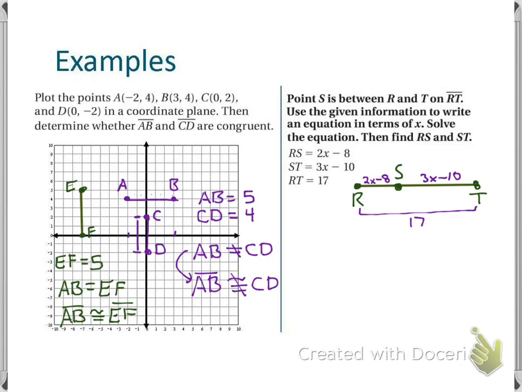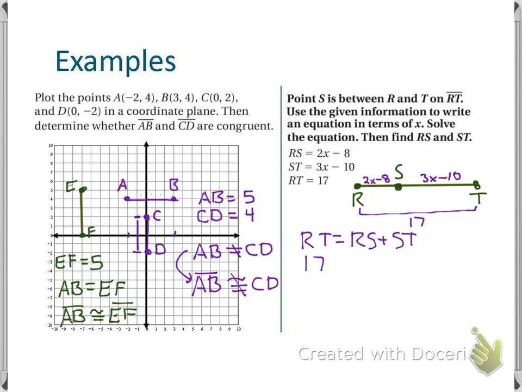Now, before we do that, let's go through certain things that, if they came up, would be red flags. If I got values for RS and ST that were bigger than 17, that's a problem. Because the whole thing is 17, they should add up to 17, therefore they're not going to be bigger. I'm also not going to get negative numbers for that. So in the end, it should add together to be 17. So we're going to say that RT is equal to RS plus ST.